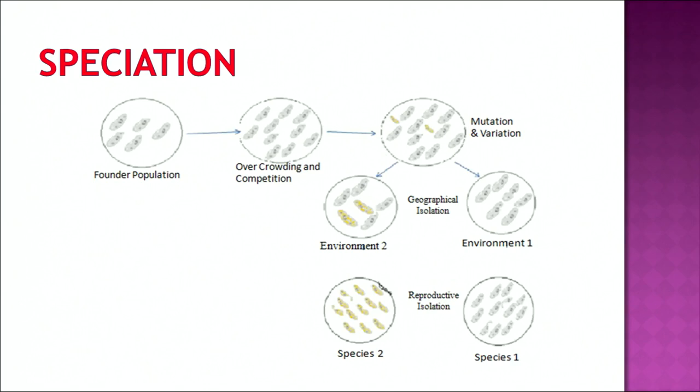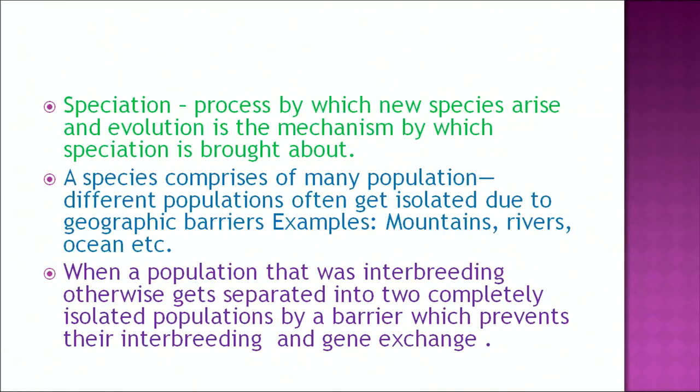This slide shows speciation, starting with a founder population, then overcrowding, then some mutation leading to variations, then in environment 1, it will grow differently, that is geographical isolation, then there will be environment 2. Since there is reproductive isolation, two different species are formed, species 1 and species 2. Speciation is the process by which new species arise, and evolution is the mechanism by which speciation is brought about.